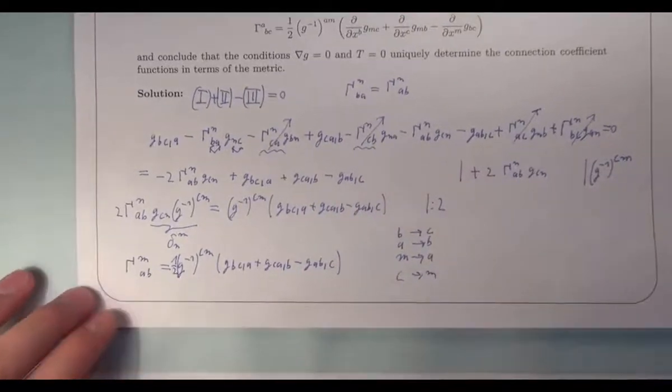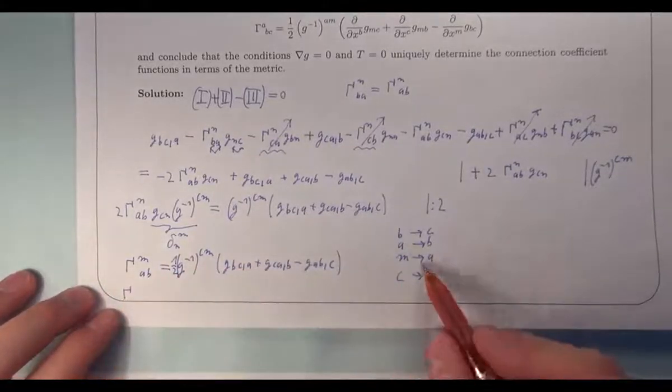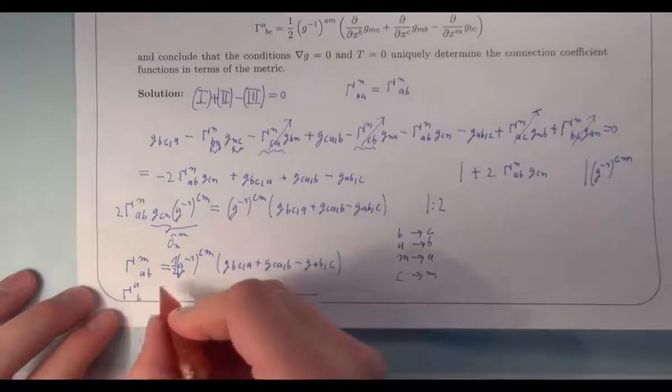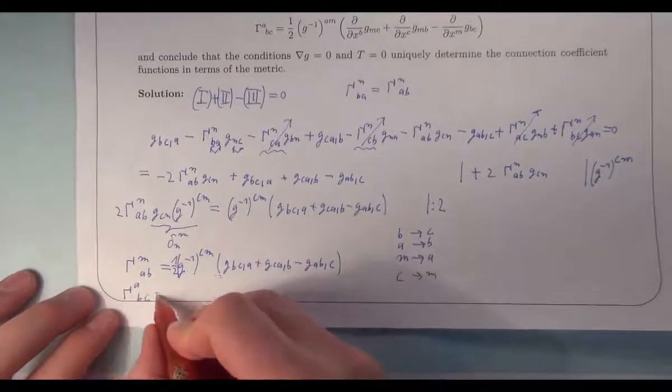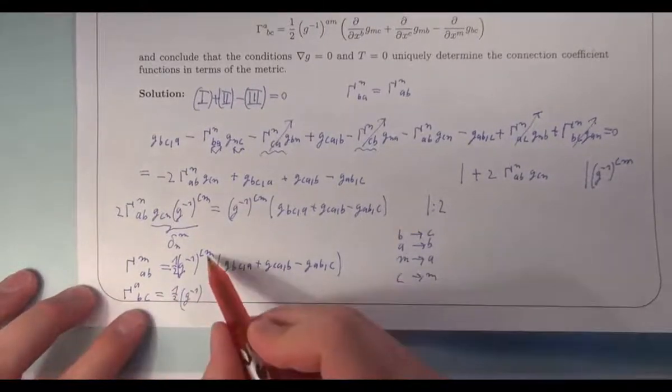Let's do that. That is equal to gamma. Okay, I said M goes to A. I say A goes to B. I say B goes to C. Is equal to 1/2 G inverse of C goes to M.